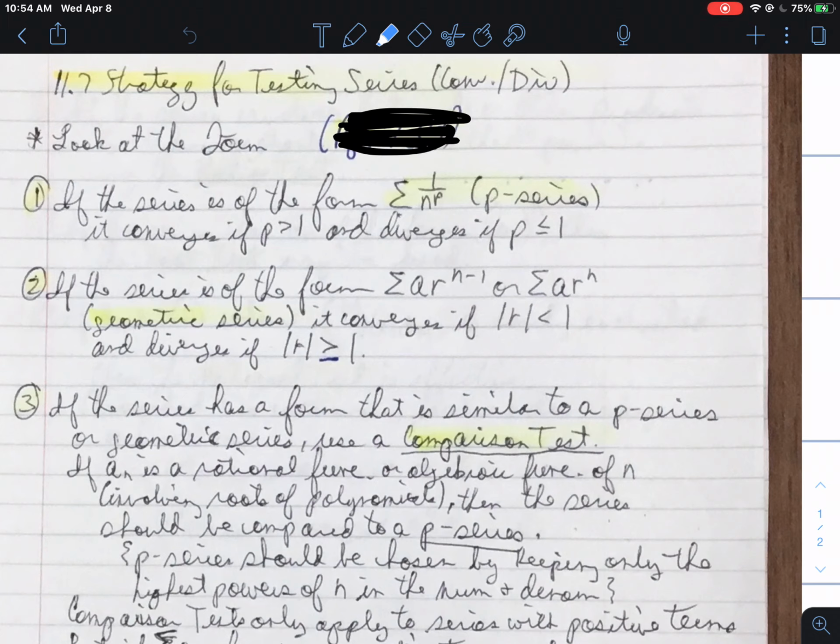We know that a P series is convergent if P is greater than 1. We know that it's divergent if P is less than or equal to 1. So if I recognize a series of the form of a P series, I can determine convergence and divergence straight away. I don't have to do any fancy test.